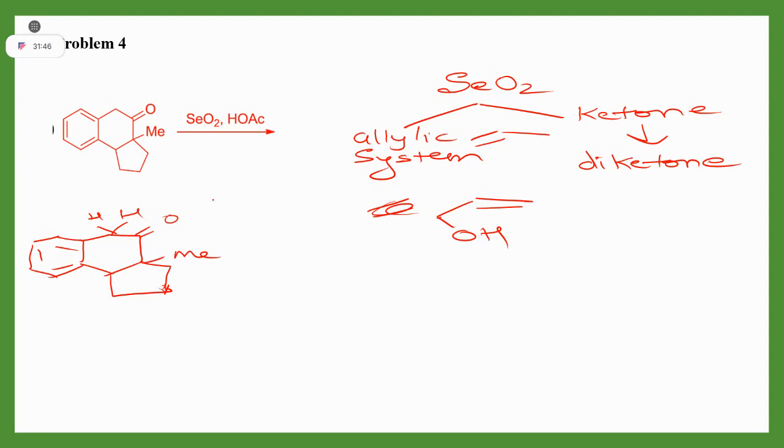So, see, you are having selenium dioxide. This is your ene system. Take it as your ene. This is your enophile. Just transfer one of the hydrogen, okay? And see what you are getting.